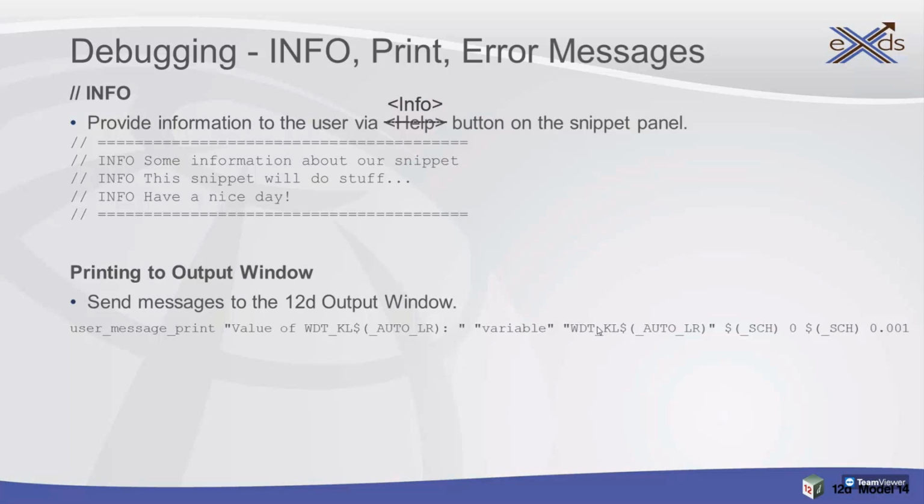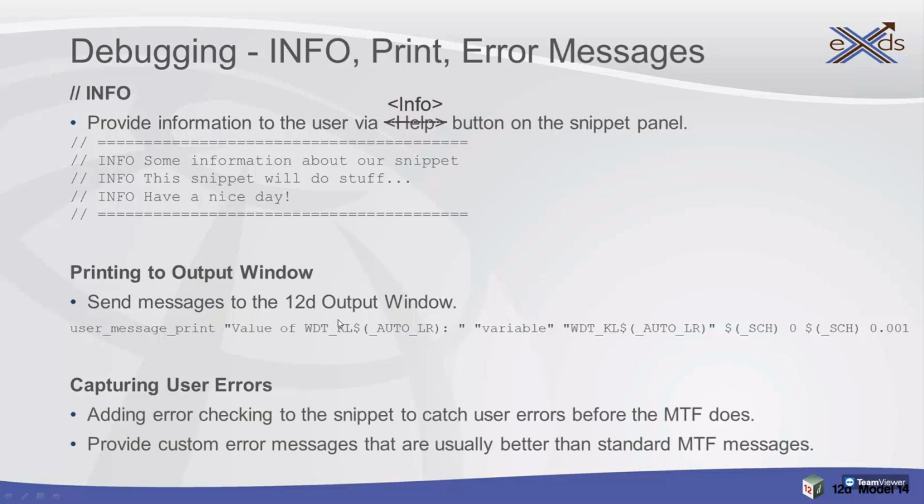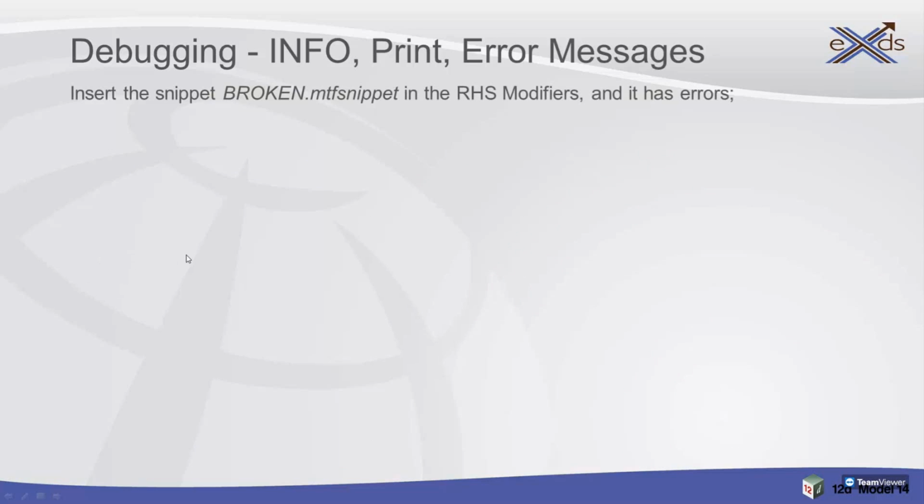When you're writing a snippet, you can actually see what values 12D the MTF is using to actually run the snippet. There you go, capturing user errors. So yeah, like I said, we're adding in error checking and putting custom messages out to the user that they can understand a bit easier than some of the stuff that 12D kind of spits out, which can be a bit cryptic.